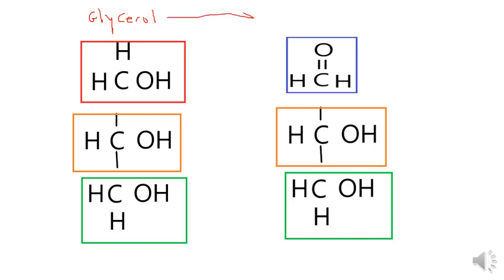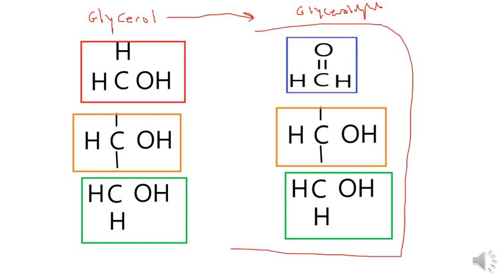Now what we're going to do is change this by oxidizing it, and we went over that. So what you're able to do is get rid of 2 hydrogens, and you end up getting this structure over here, which is called glyceraldehyde. Look it up to see how to spell it. Okay, so we did that. Now I want to look at this structure here.